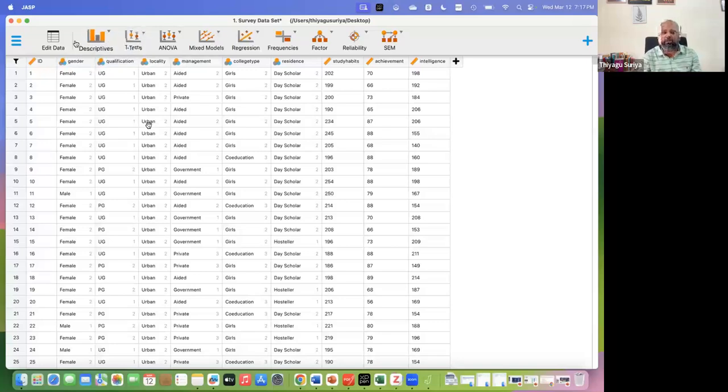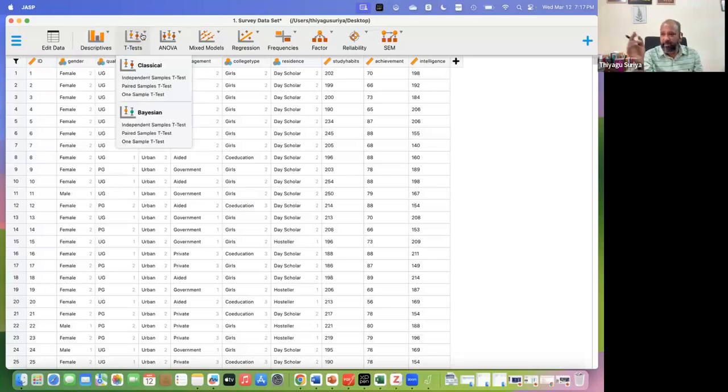Analysis menu. All the menus are available. Descriptive, we did it yesterday. Now we need to do a t-test. Click the t-test. Normally we do our research based on the p-value, whether the p-value is significant or not significant. Therefore, we need to go with the classical.